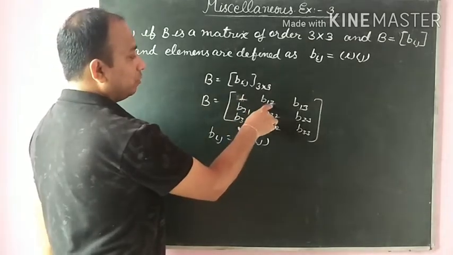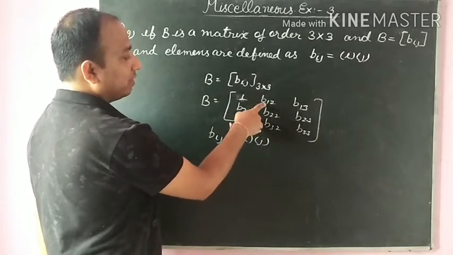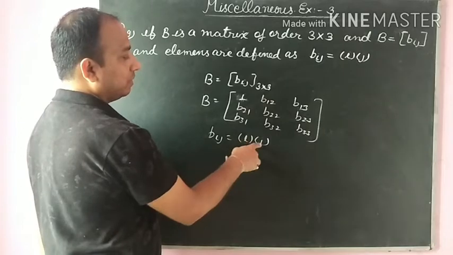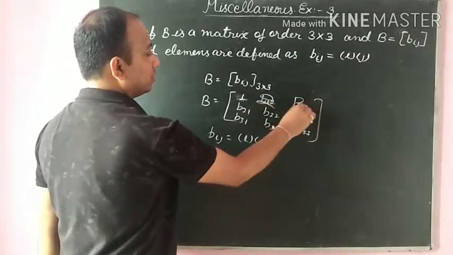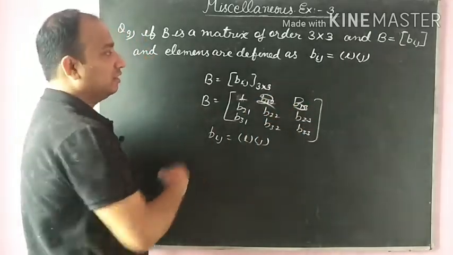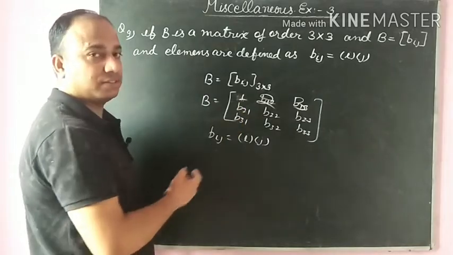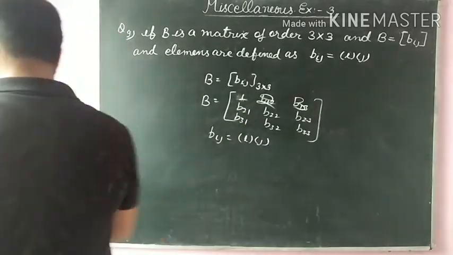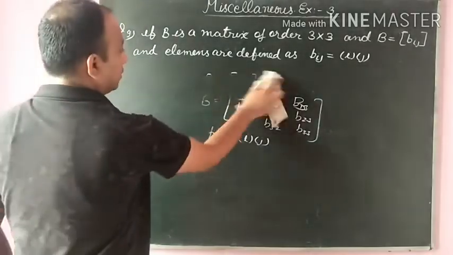Then we find the value of B12, then we put the value of i is 1 and j is 2, then 1 multiplied by 2, so the value of this element is 2, and the value of this element is 3. Then we can easily form the matrix B. Okay, clear?